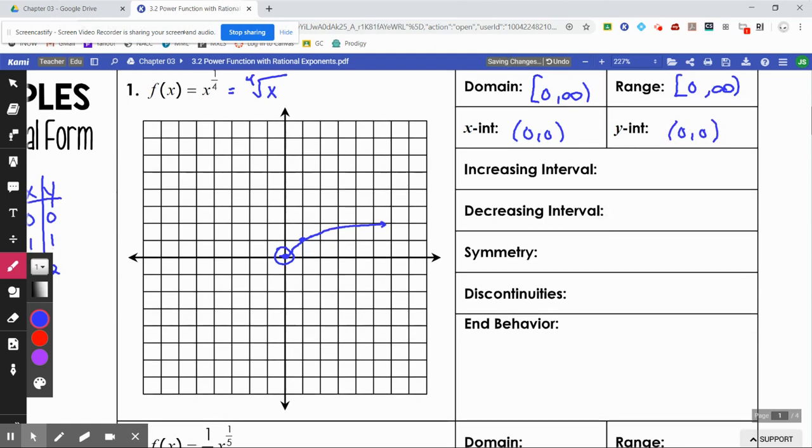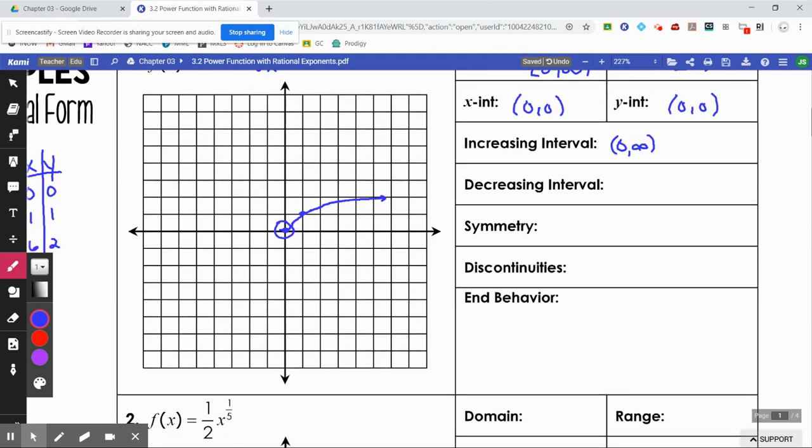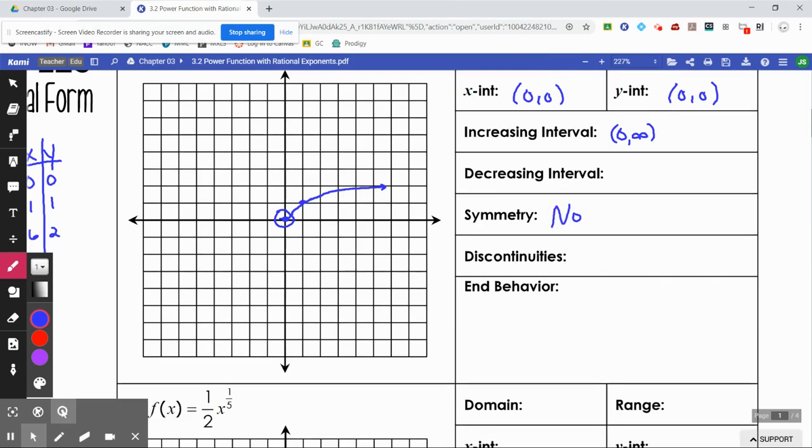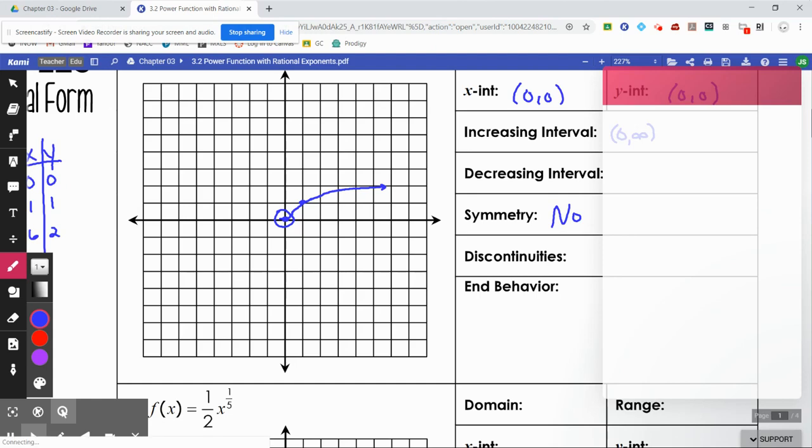Increasing interval, this thing increases from 0 forever. So that would be from 0 to infinity. Decreasing, it does not have any intervals where it's decreasing. Symmetry, there is no symmetry here. Discontinuities, and that would be either hole, infinite, or removable. There are no discontinuities.